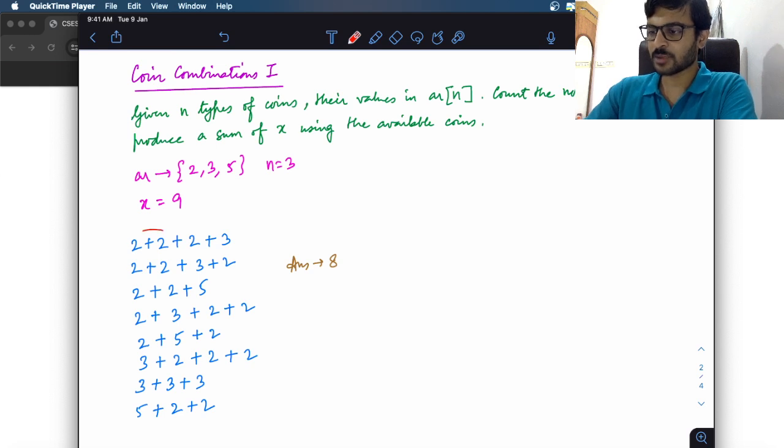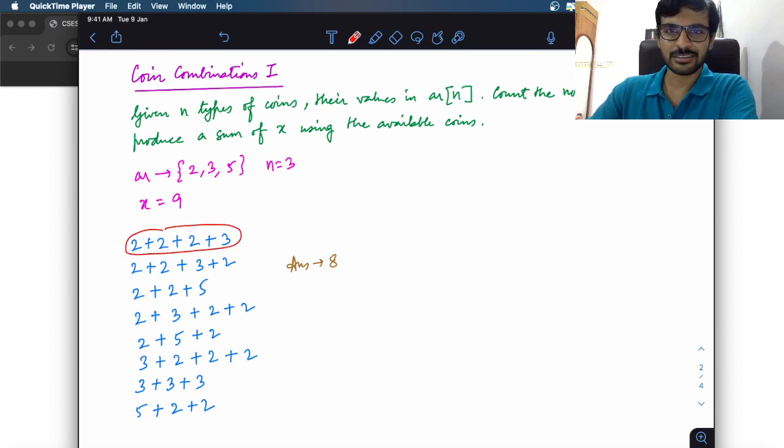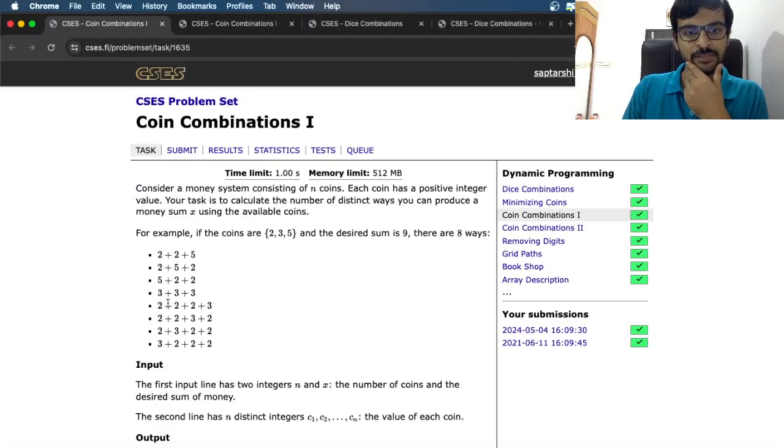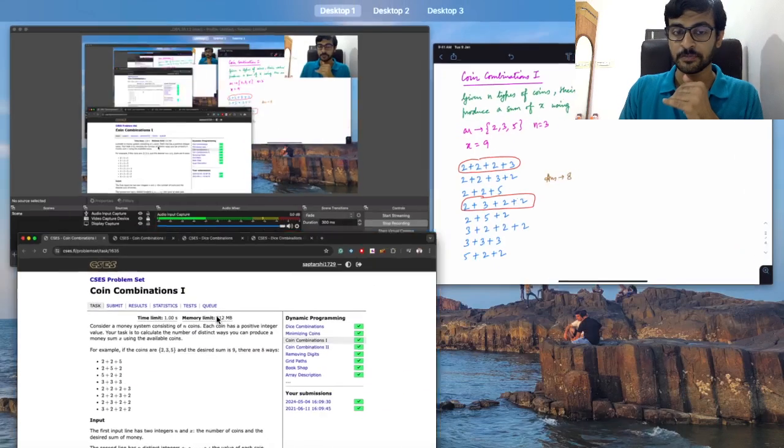Using 2, 3, 5, this is one possibility. We take the coin of value 2 three times and the coin of value 3 one time. This is one way, 2 plus 2 plus 2 plus 3. Now if the ordering changes, that becomes another way, like 2, 3, 2, 2. It's given in the question. So sometimes from the example that is given, you have to identify whether the ordering matters or not. So over here, the ordering matters. They get counted as two different ways.